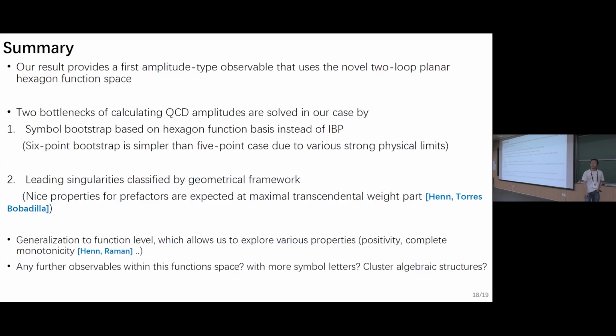Okay, so finally, let me give some summary. Yep, so the most important point in this study is that for the first time we get some amplitude-like observables in this novel 2-loop planar hexagon function space. So it really gives us some feeling about what the QCD amplitude bootstrap should look like and what kind of features this amplitude can have. And the 2 main complexities in calculating the QCD amplitudes in our case are solved by the following.